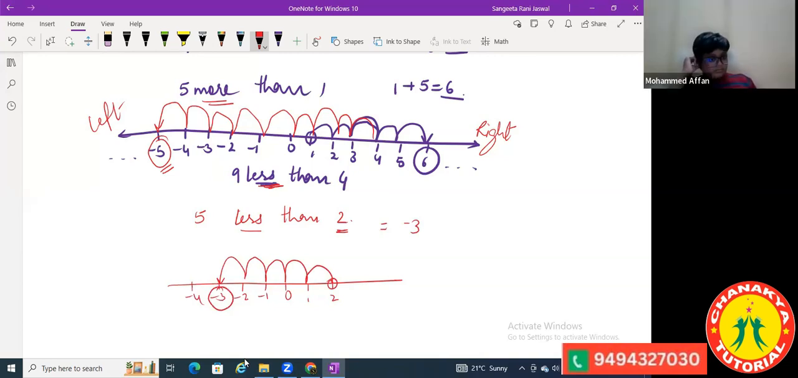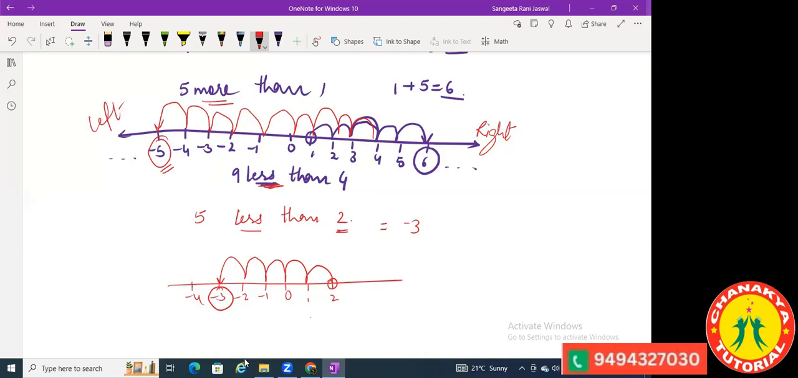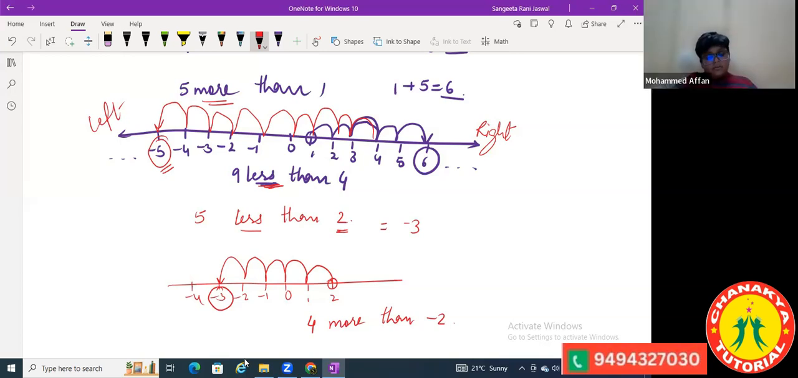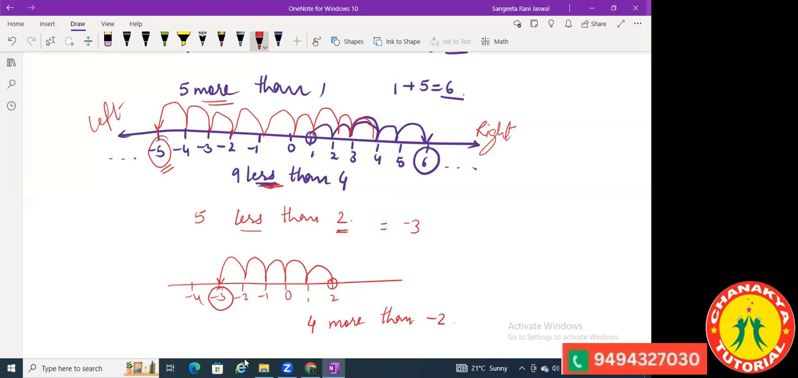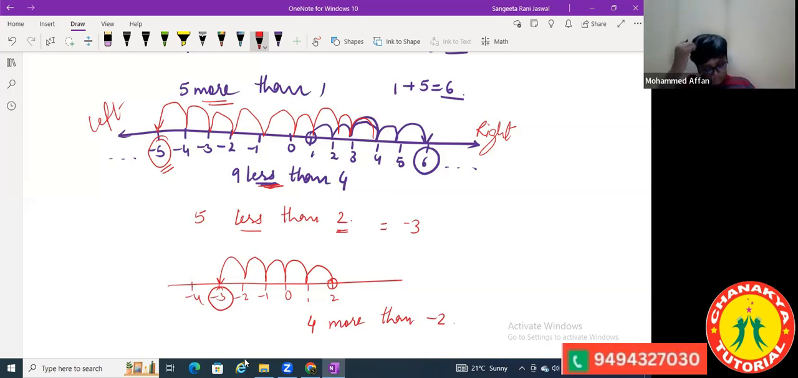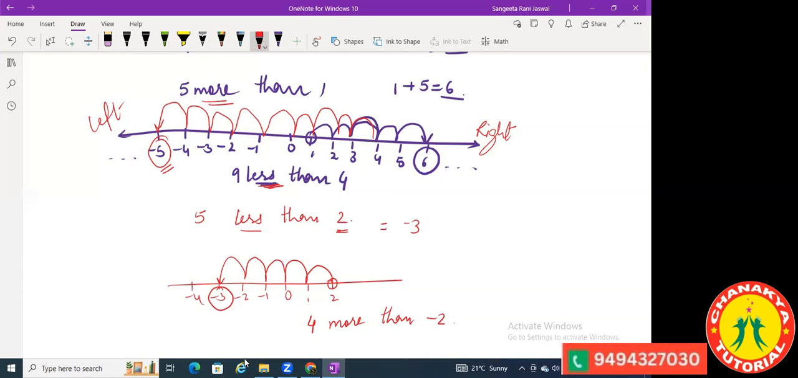Okay, now do one more. 4 more than -2. Everyone please do it on the number line. 4 more than -2. Where will you step first, Afan? First, it's more, so we'll go to the right side. But from where will you move? From -2. Yes, from -2, you will move 4 steps towards right.